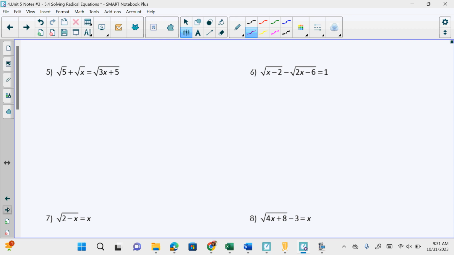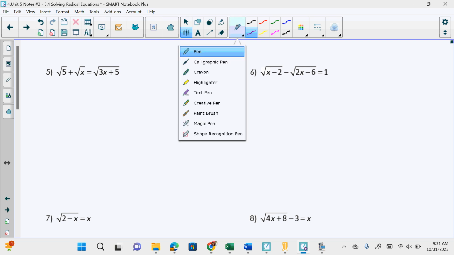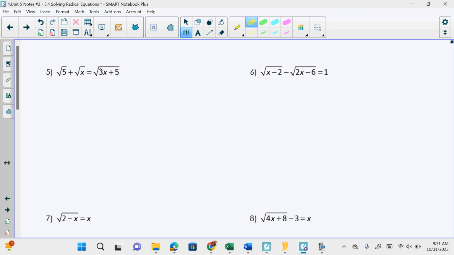All right, example 5 is a square root equation, but this one's a little bit different because I can't isolate my square root, right? None of these square roots are like radicals, so I cannot isolate them. I can't add or subtract them together. So what you want to do when you have multiple radicals is choose a singular radical to isolate. So since the square root of 3x plus 5 is already isolated, I'm going to move on to step 2.